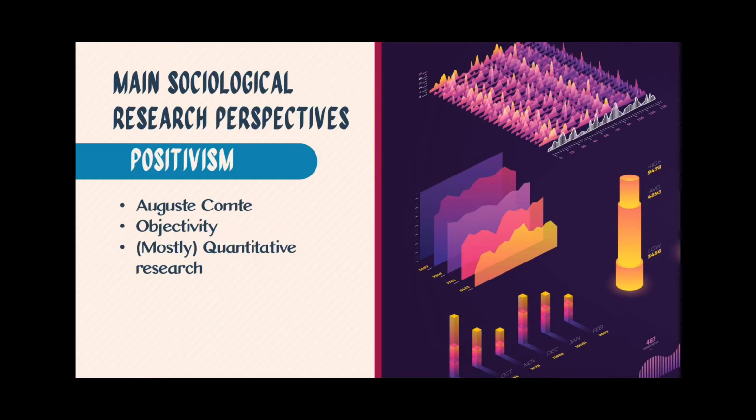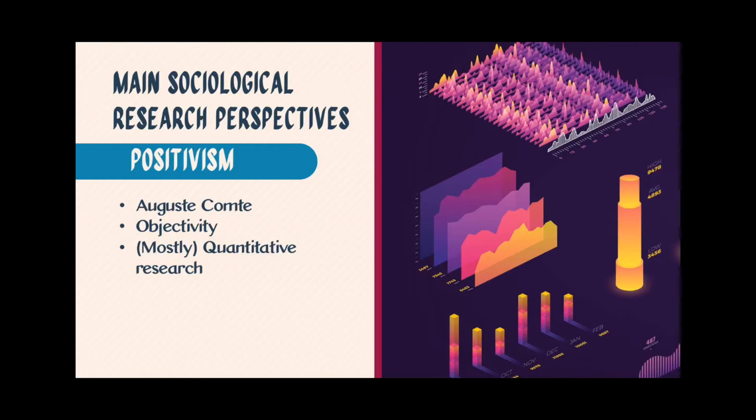So in terms of doing research in sociology, you have learned that there are three perspectives in doing sociological research. We have positivism, we have interpretivism, and we have critical research perspective. So let's go first with positivism.